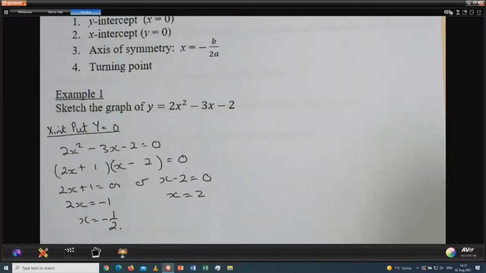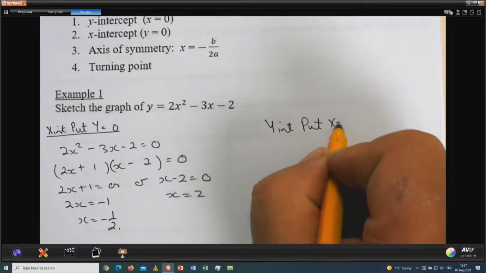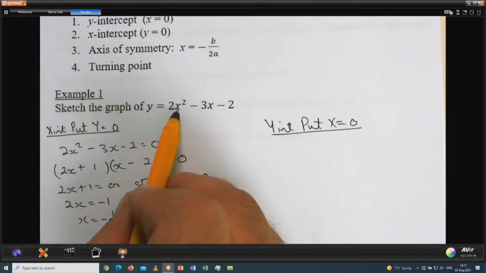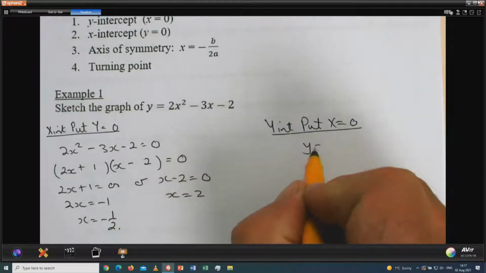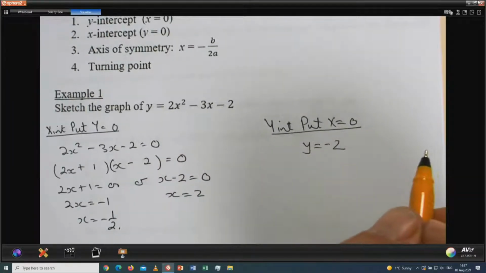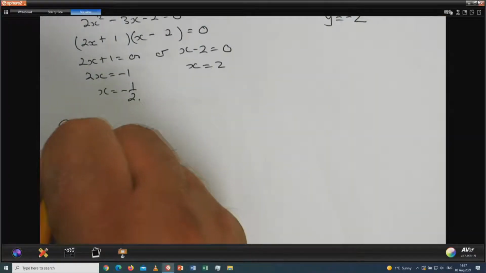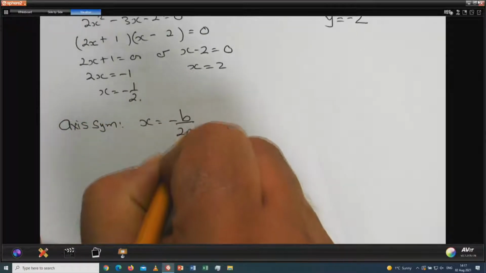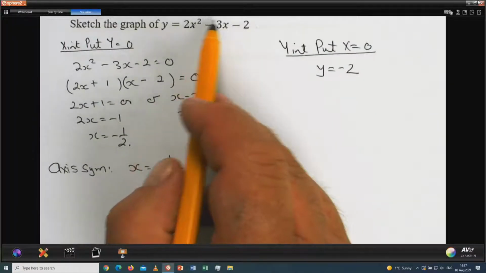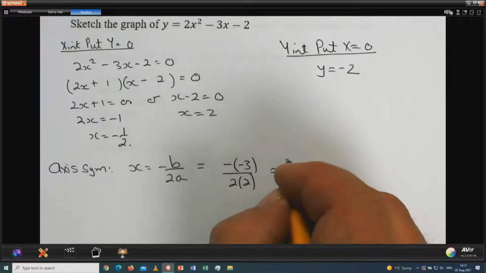That's your x-intercept. Now your y-intercept, we're going to put x equal to 0. So that is 0 squared is 0 times 2 is 0, minus 3 times 0 is 0, negative 2. So y equal to negative 2 is your y-intercept. Now your axis of symmetry, we're going to use the formula x is equal to negative b over 2a, but the b value in this case is equal to negative 3, so it is negative negative 3 over 2 times 2, which is equal to 3 over 4.